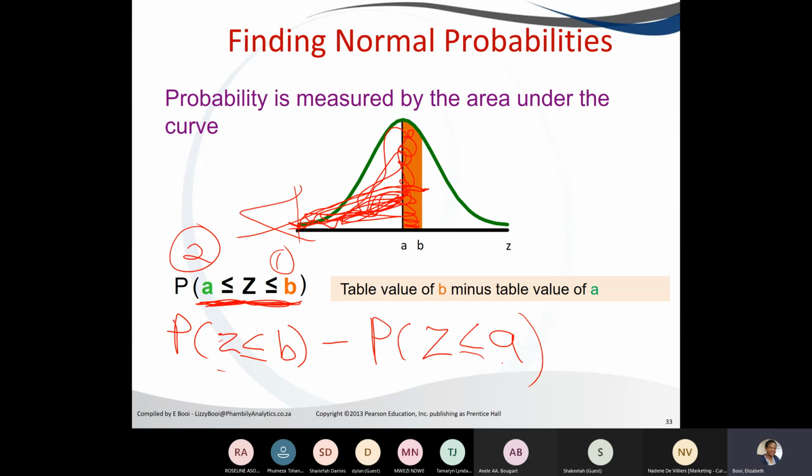I hope you understand. You first have to find the probability of z less than b, regardless of whether it is negative or positive, it doesn't matter. Then you find the probability of z less than a, even though here it says z is greater than a. When you find both of those, subtract one from the other. Let's look at an example to make things easier.